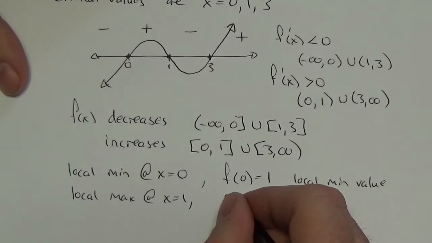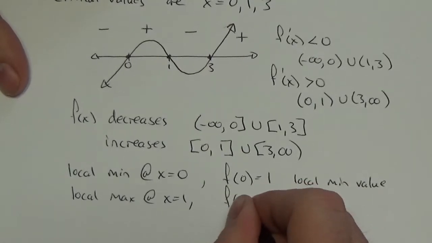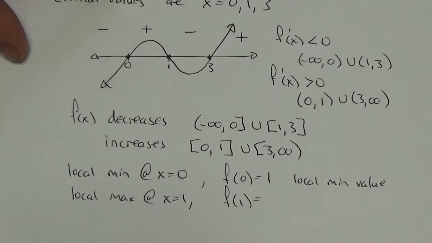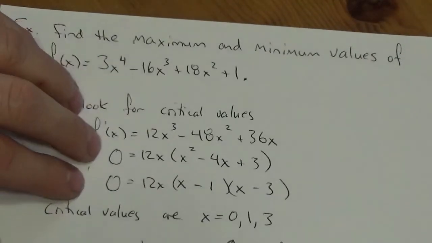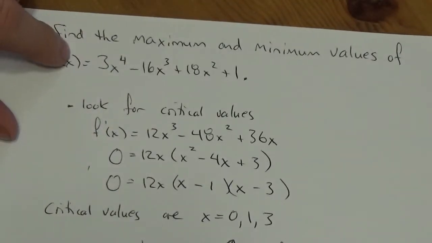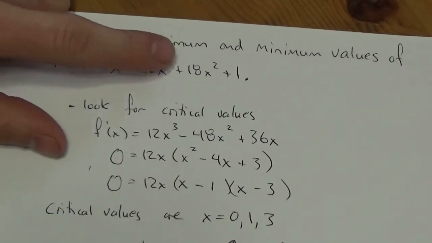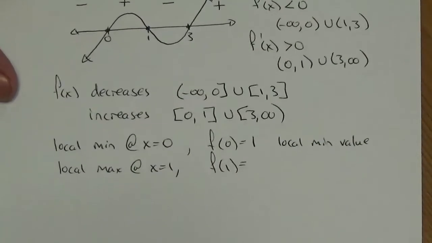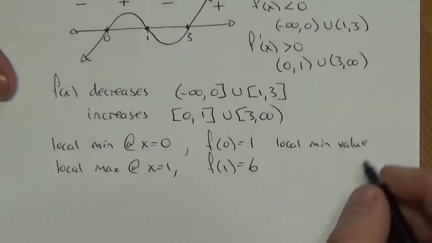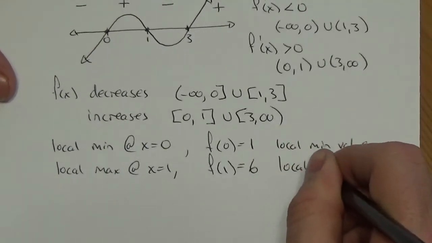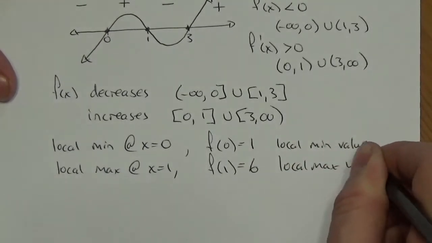Okay, and then if I plug 1 into our original expression, now remember, not into the derivative, you've got to go back up to the original to get that value there. If you plug 1 into that, we're going to get 3 minus 16 plus 18 plus 1. I believe you get 6, which is our local max value.